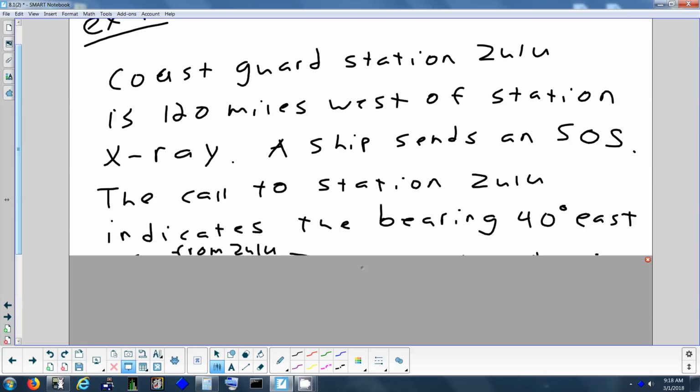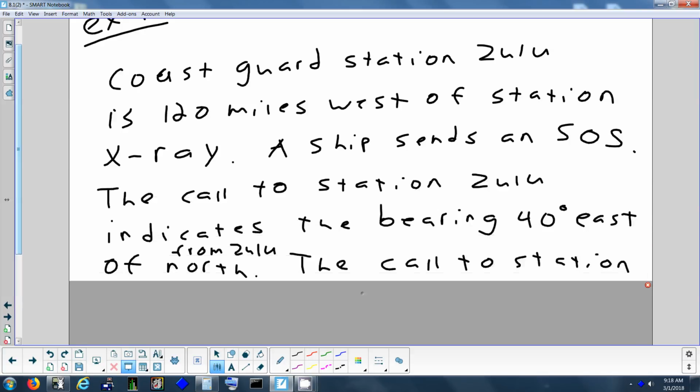And the Coast Guard station Zulu receives the signal, and the direction they receive the signal from is at a bearing 40 degrees east of north, from the perspective of their Coast Guard station. 40 degrees east of north.